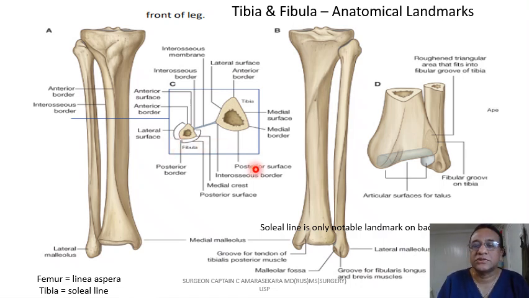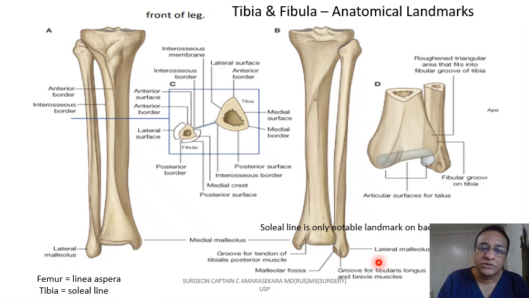Now let's move on to the posterior side. On the posterior side, the main landmark is the soleal line. Here you can see the overlapping of the tibia and fibula at the distal end. And here specifically you can see special grooves. There are two prominent grooves you can identify at the distal end from the posterior side of the ankle joint.